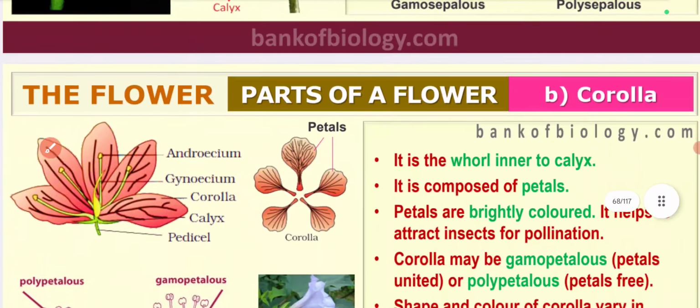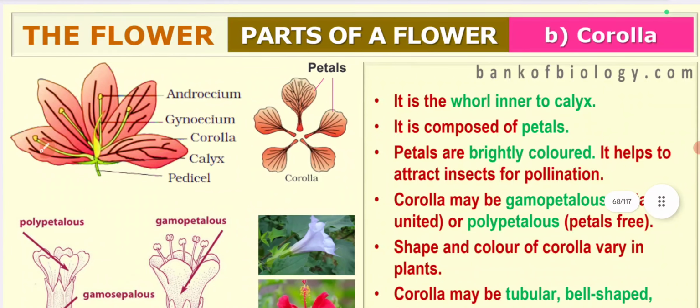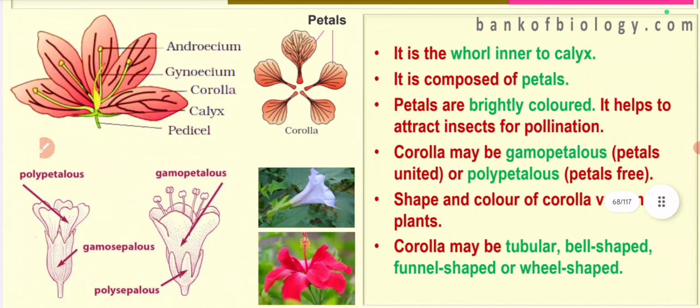Next, corolla. Here you can see it is the whole inner to the calyx. After the calyx, corolla is present in the thalamus and it is composed of petals. A group of petals is called corolla. Petals are brightly colored. It helps to attract insects for pollination. You all know the point.